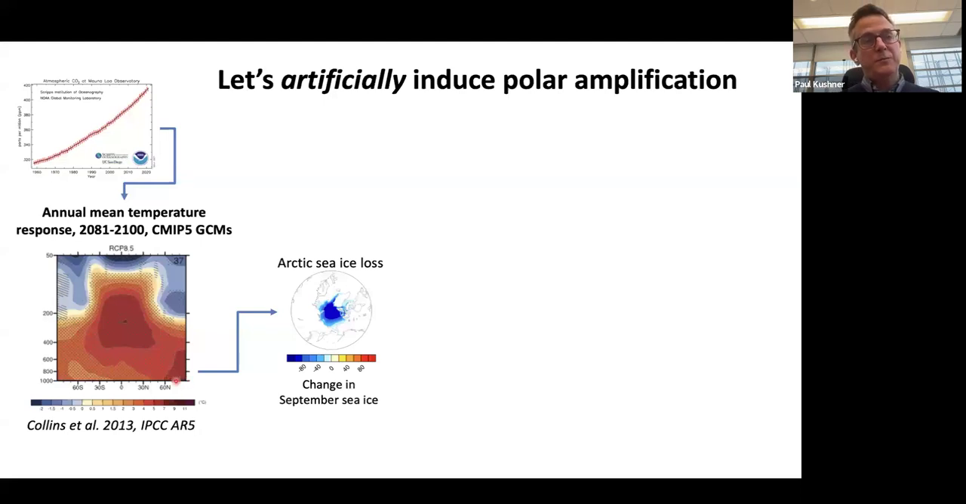So this is one way we can induce polar amplification. It's not the only way, but this is the way we've been doing it in my group. We take out a signal of the Arctic. So this is the change in September Arctic sea ice that results from the global warming signal. So there's no ambiguity here. This is purely model driven.